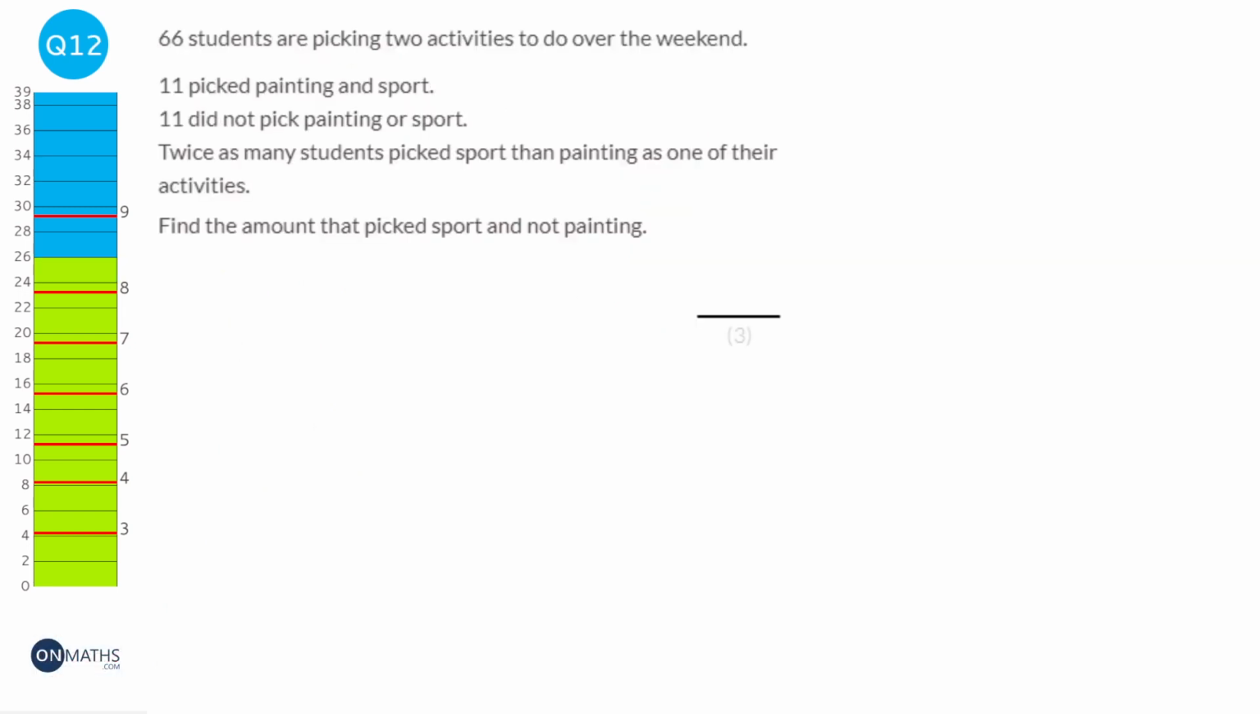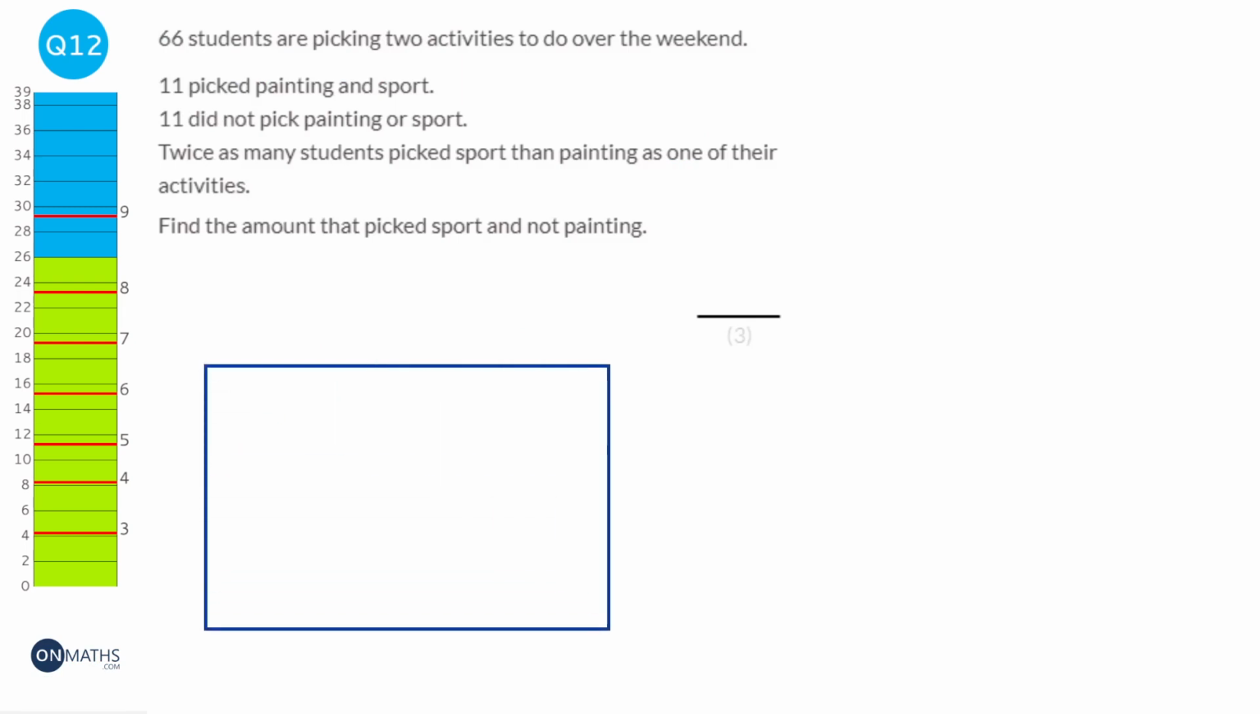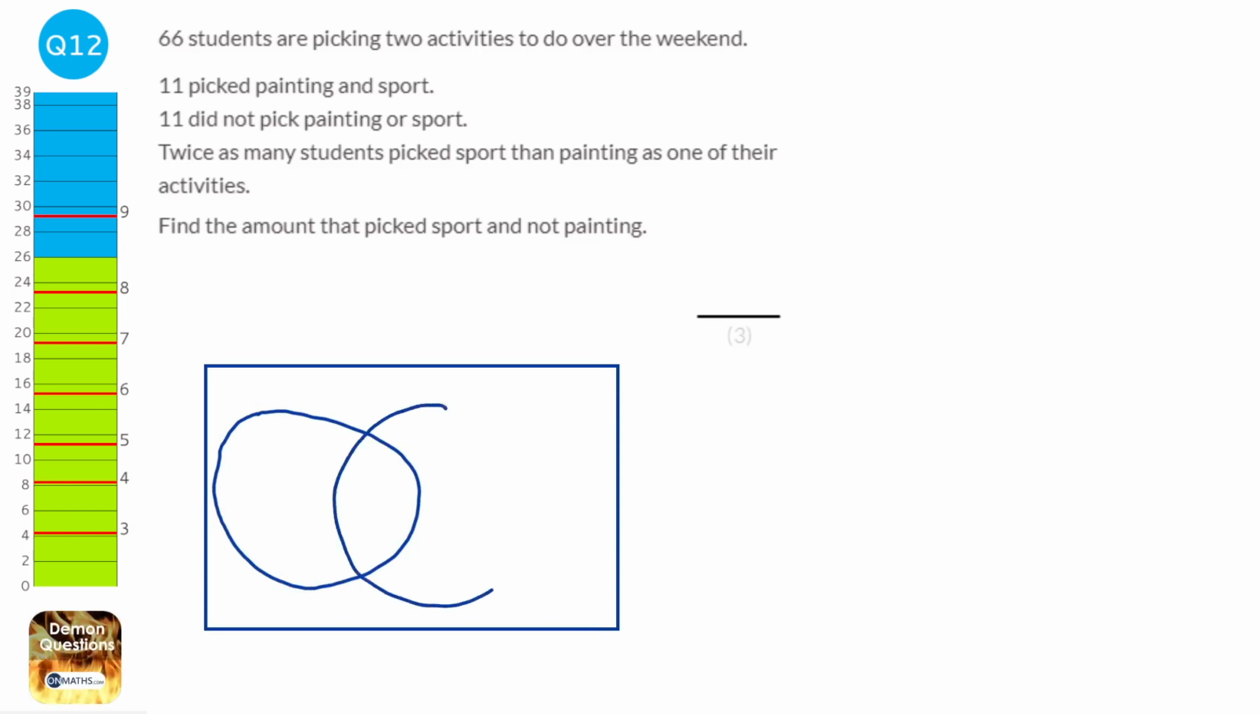So this question will probably need a Venn diagram just to make it a bit easier. So I'm going to draw a Venn diagram. You don't need to. If you can work out how to do this question without, you can do. But I think this is a really tricky question to do without a Venn diagram. So it says that they picked two activities.